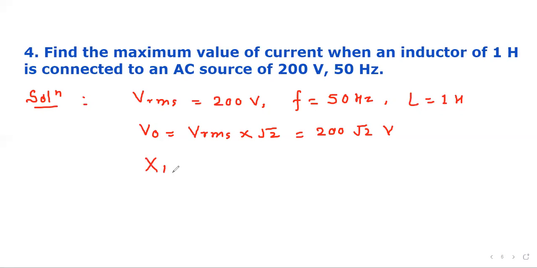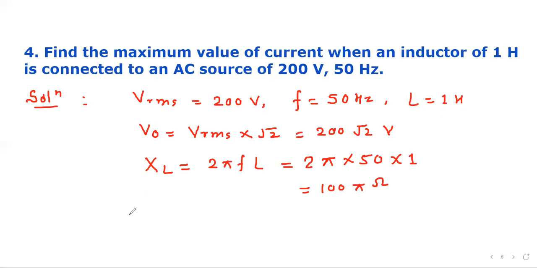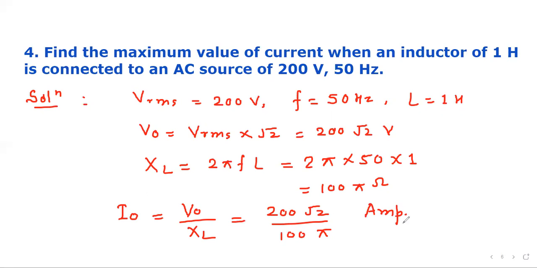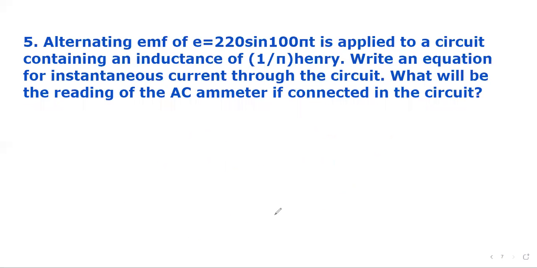and let's find out XL, inductive reactance, 2 pi FL. We put the values: 2 pi, frequency 50, L is 1. So this is 100 pi ohm. Now we have to find out maximum current, that is I naught, and that will be equal to V naught divided by XL. We put the values. V naught is 200 root 2 divided by 100 pi ampere. It can be simplified, but it's okay. Now, let's see next question.